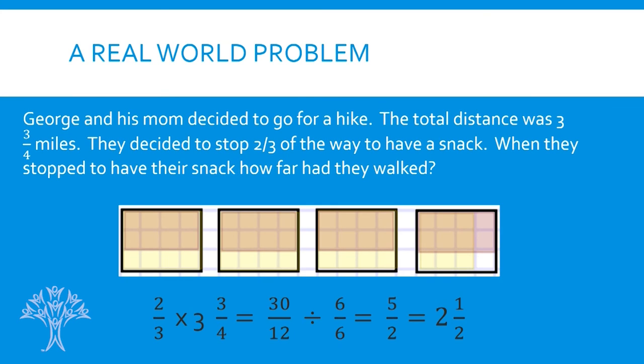Let's turn this fraction into a mixed number so we can understand the distance a little better. We know fractions represent division, so we can think of 5/2 as 5 divided by 2. If I work that out, I get 2.5. So George and his mom stopped for a snack after walking 2.5 miles. That makes sense in the story, since they would have stopped before they walked the entire 3 3/4 miles.